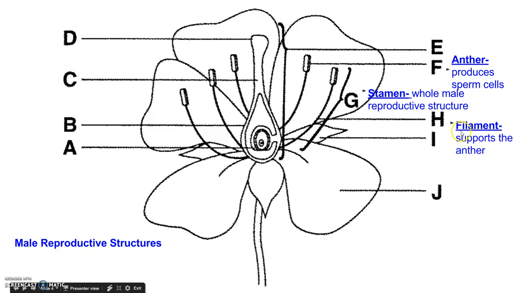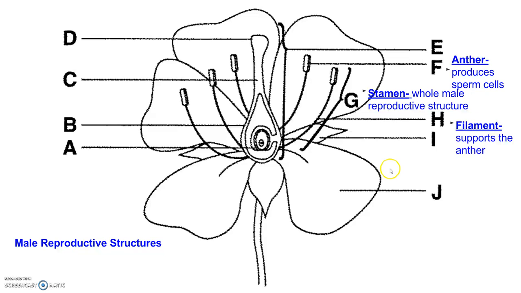The third and final structure that I'm going to talk about for the male reproductive part is this long stalk right here. And this is called the filament. And it basically supports the anther and holds the anther up so that that pollen is available for either wind or pollinators or water or something else to be able to move that pollen. All right? So that's male reproductive structures.